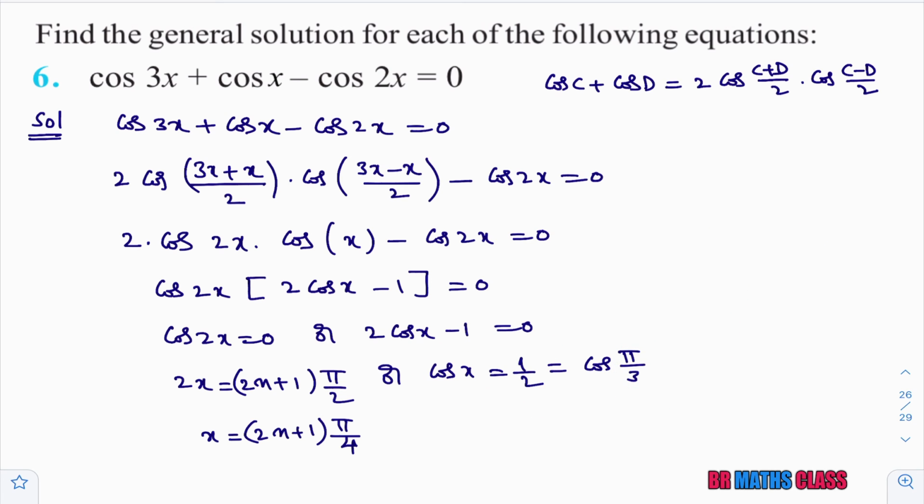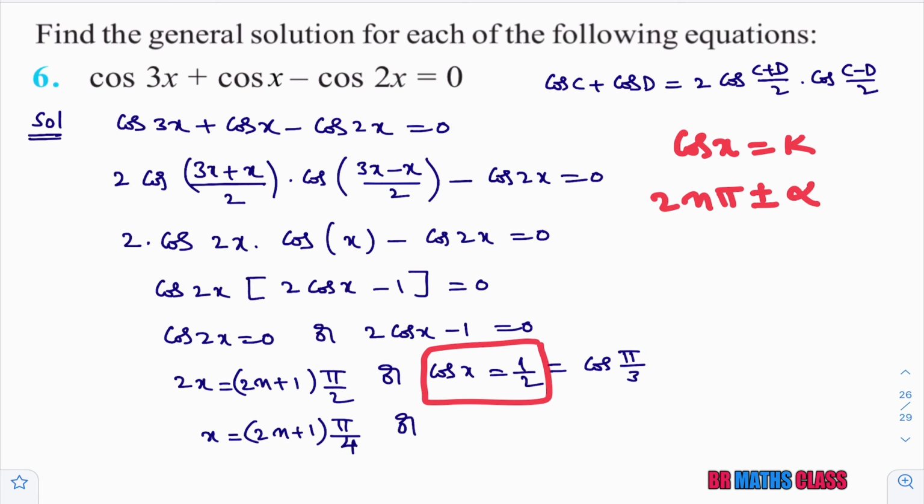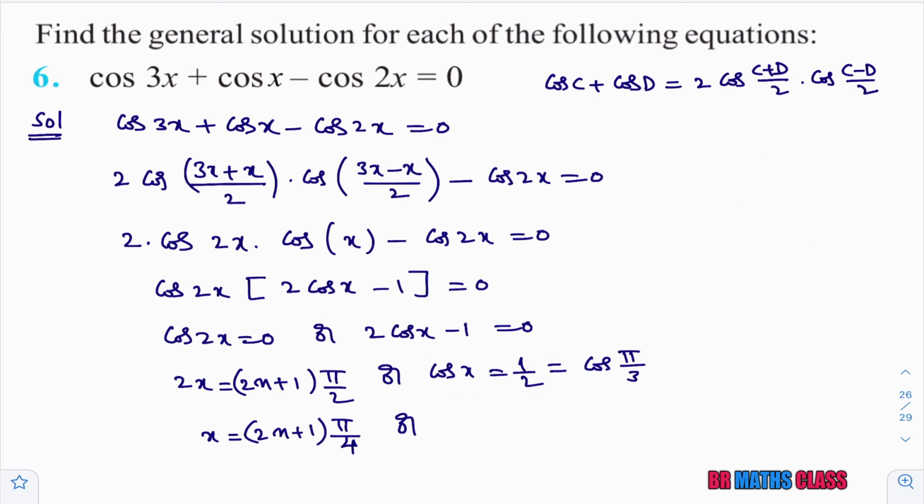So what is the general solution formula? You observe this is of the form cos x equal to k. We learned in the fifth result, the general solution for cos x equal to k is 2n pi plus or minus alpha, where alpha is the principal solution. Here, what is the principal solution? Pi by 3 is the principal solution. So x equals 2n pi plus or minus pi by 3.